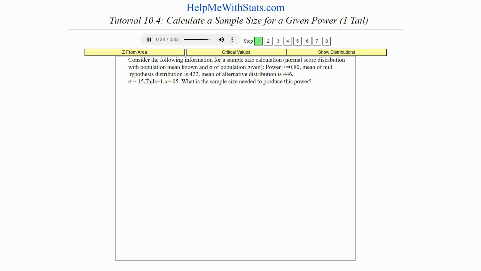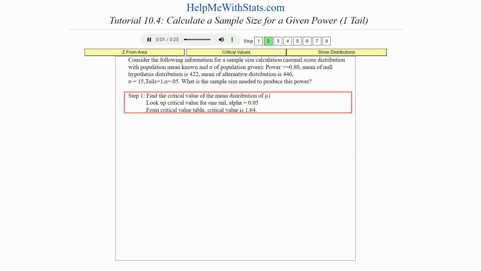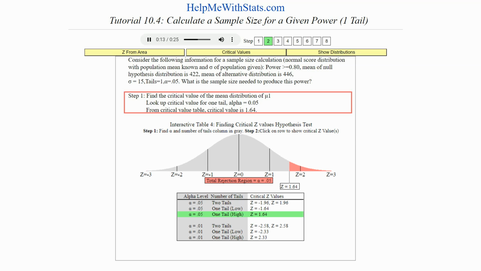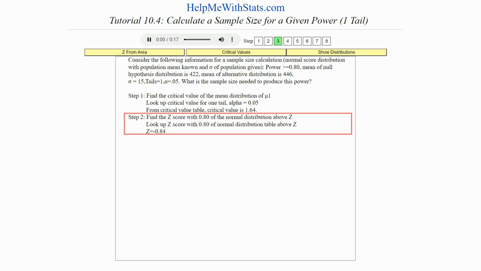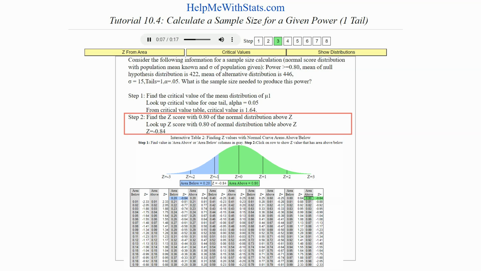at least 0.8? Since the power of an experiment is the part of the alternative distribution above the critical value of the null distribution, we need to know what the critical value is given the number of tails and the alpha level. With one tail and an alpha level of 0.05, we can look up the critical value and find it to be 1.64. Next, we need to find the z-score, which has 0.80, the power, above z. We use the lookup table to find that a z-score of -0.84 has 0.80 above z.